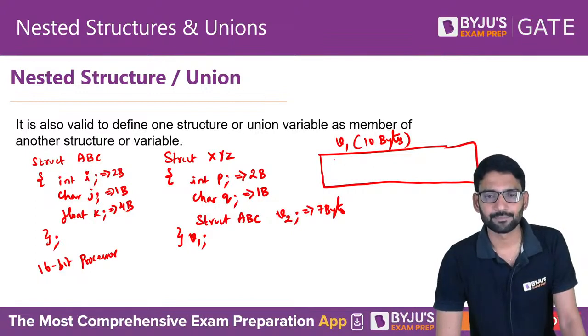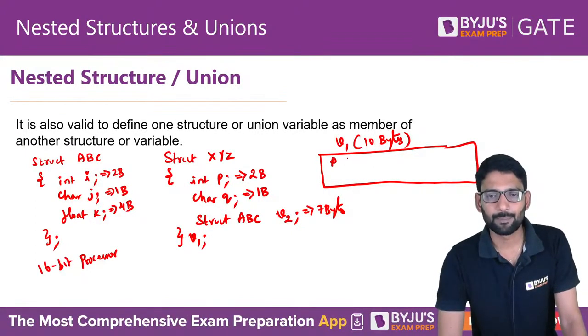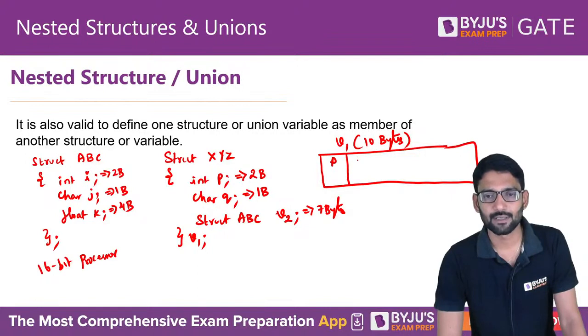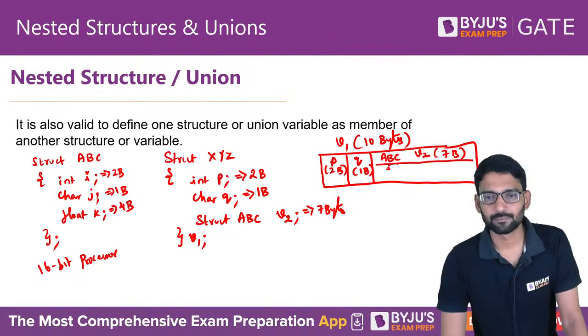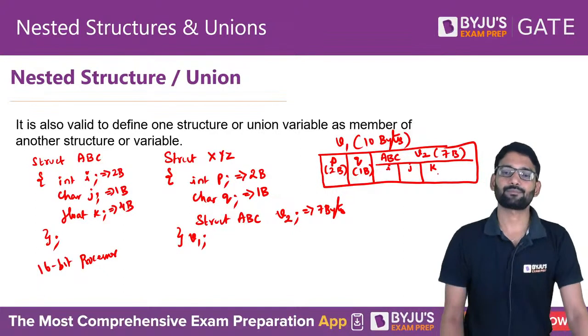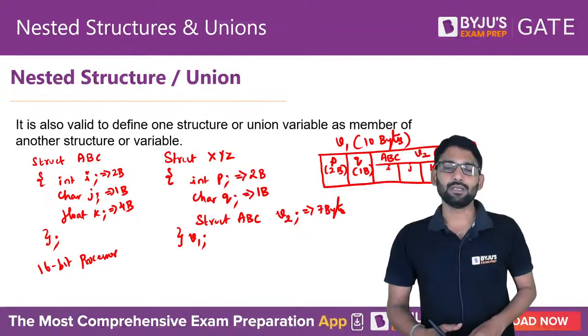In that, p occupies 2 bytes, q occupies 1 byte, and the remaining abc structure variable v2 occupies 7 bytes. That means here we have i, j, k. So this is how you can understand.